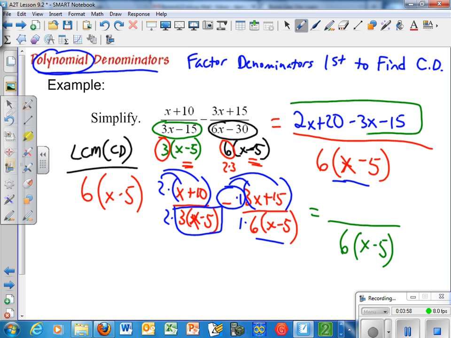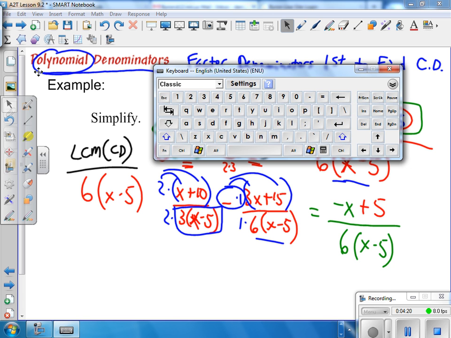If I look at the top, what I have written in blue, what can I combine? Well, I can combine my 2x and negative 3x into negative 1x, or negative x. I can combine my plus 20 and minus 15 together to plus 5. All right, can I go any further? And this is where it's key, and you need to be listening. I want you to notice, oops, sorry about that.